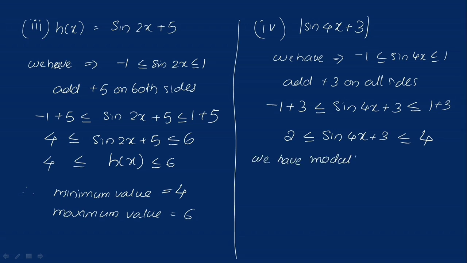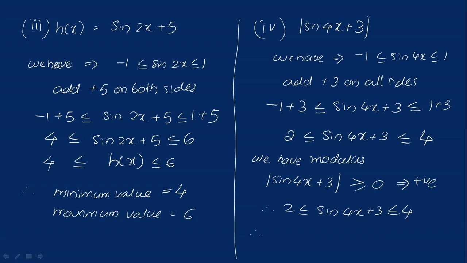So we have modulus of sine 4x plus 3, right? So modulus of sine 4x plus 3 is always a positive quantity. So it should be greater than or equal to 0. That means it should be a positive quantity. So we can write 2 less than or equal to sine 4x plus 3 less than or equal to 4. The condition is satisfied here. So we can write the minimum value is 2 and the maximum value is 4.